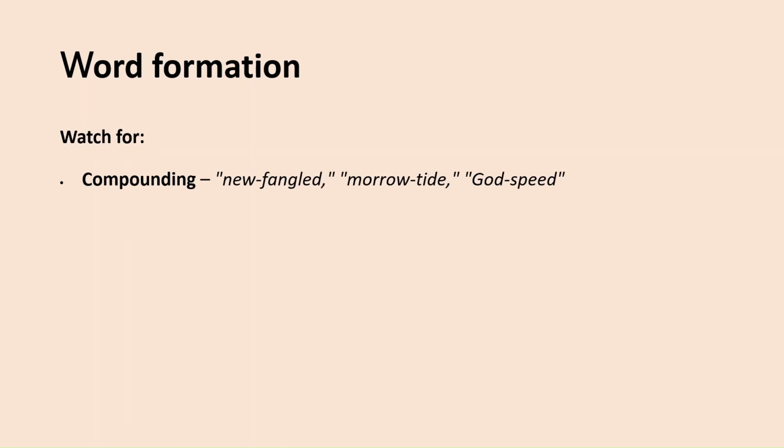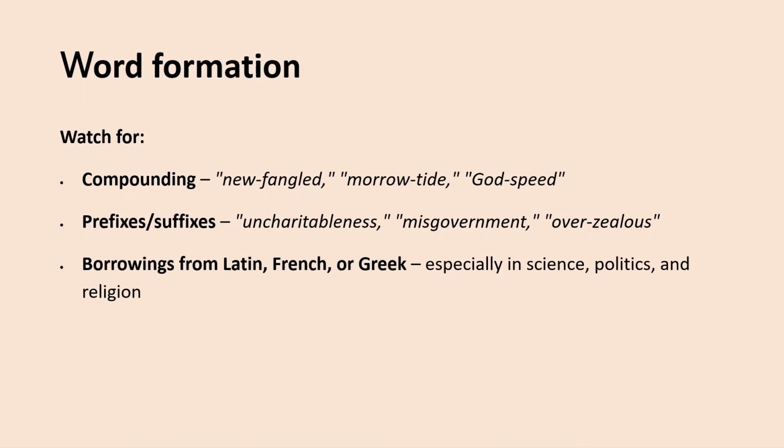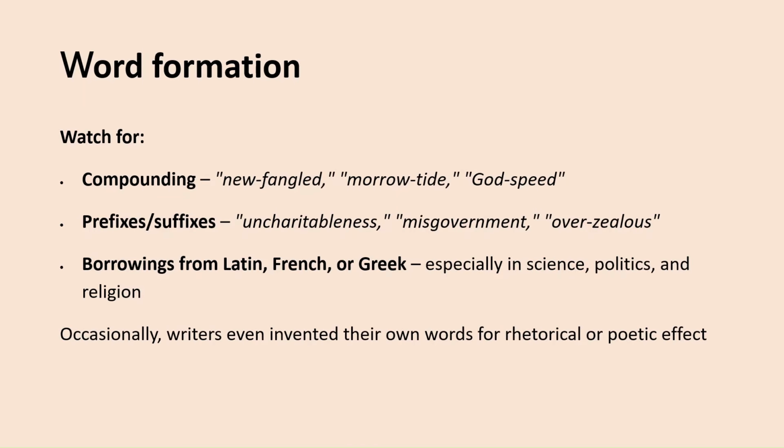When it comes to word formation, we can say that writers in earlier periods were quite creative with how they formed words. You may come across neologisms, which are newly coined words, compounds, or unusual suffixes and prefixes. Watch for compounding with words such as newfangled, morrowtide, and Godspeed, prefixes or suffixes such as uncharitableness, misgovernment, or overzealous, and borrowings from Latin, French, or Greek, especially in science, politics, and religion. Occasionally, writers even invented their own words for rhetorical or poetic effect.